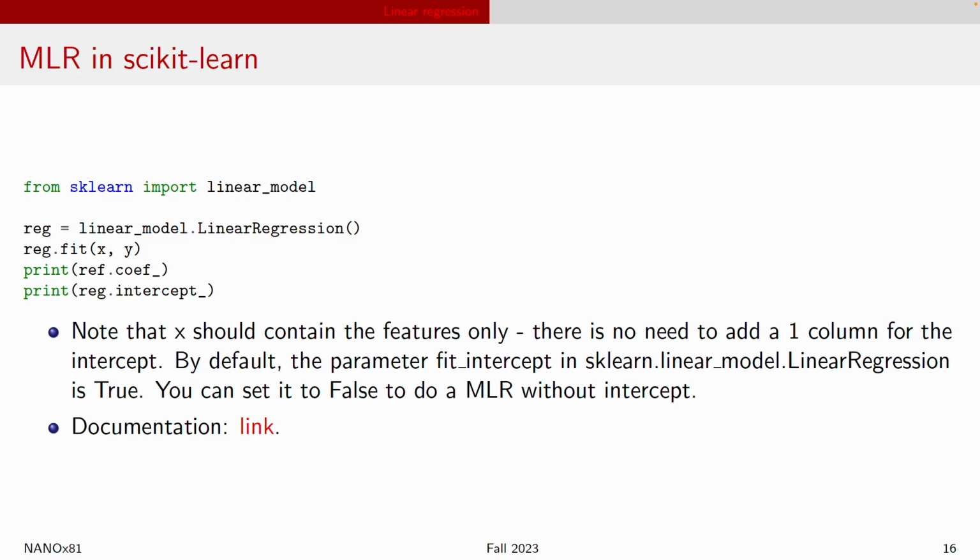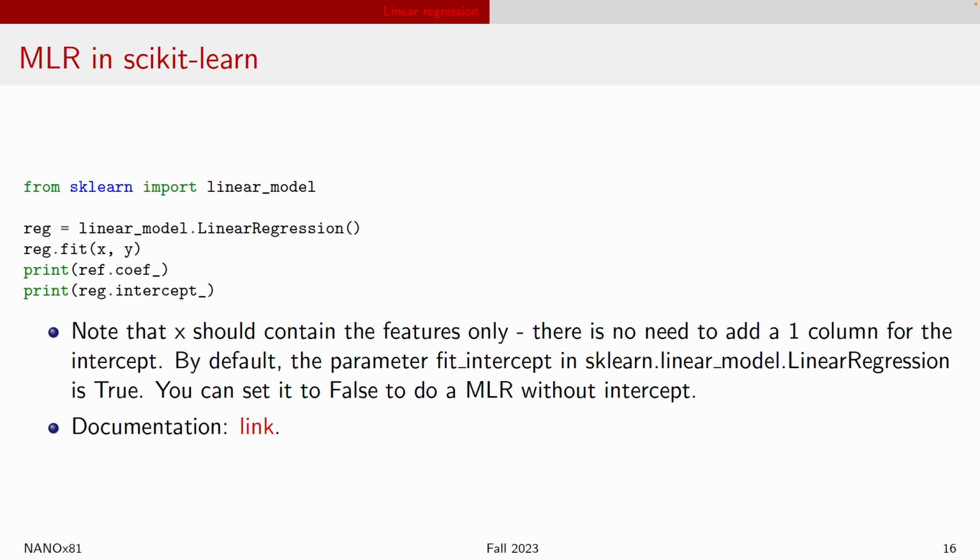Now, one of the things to note about using scikit-learn for linear regression is that your x should only contain the features. So even though when we show you the matrix, there's a 1 column in front, there's no need to add that column when you are actually using scikit-learn to do multiple linear regression, because they automatically add that intercept column, okay? By default, the fit intercept parameter in linear regression is true. In other words, it will assume that you want to fit an intercept. You can also do a multiple linear regression without an intercept. In other words, you assume that your beta naught is set to 0. Okay, that is also another kind of multiple linear regression model.